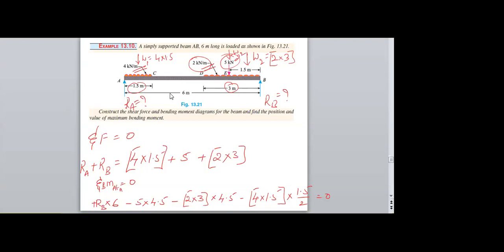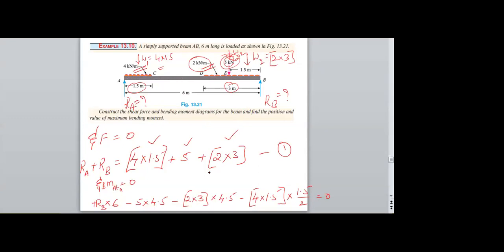Therefore, considering the forces in equilibrium condition, RA plus RB is equal to 4 into 1.5, this is the point load, and another individual point load, and the UDL converted point load 2 into 3. So this is the RA plus RB value. That is the first equation considering the forces in equilibrium condition.